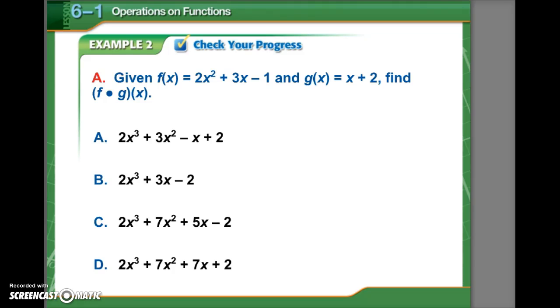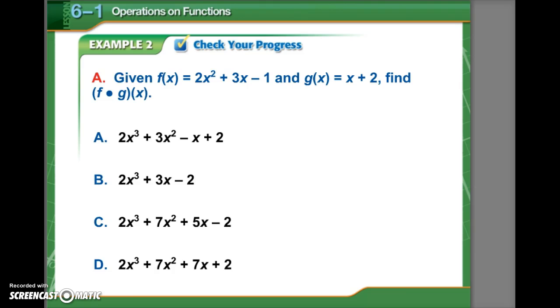Okay, here's one for you guys to check your progress on. You have two functions. You need to multiply them together. Pause the video as long as you need. When you have your answer, come on back and advance to the next slide. And the answer to this one is C.